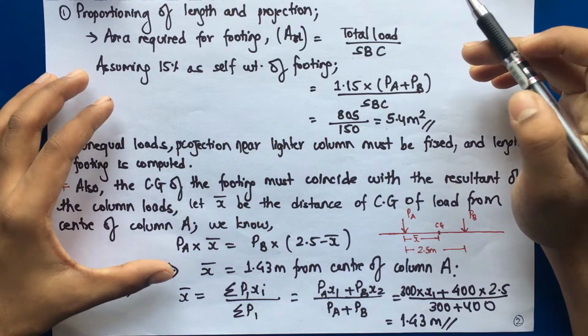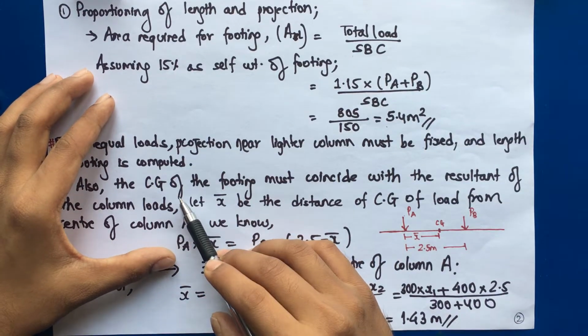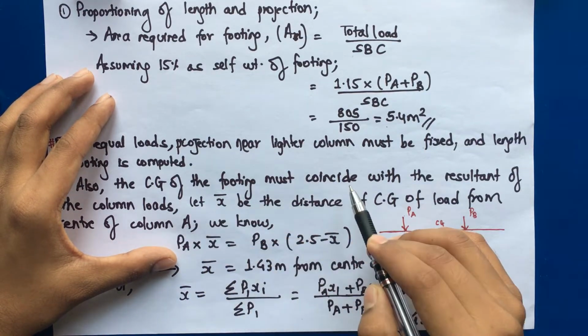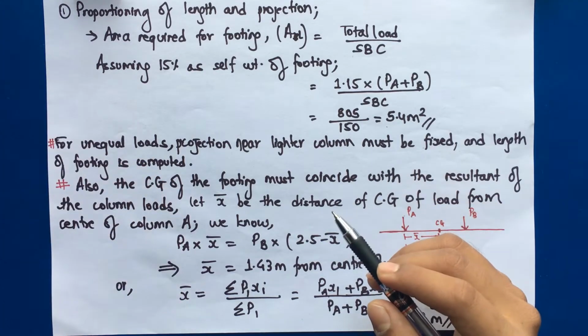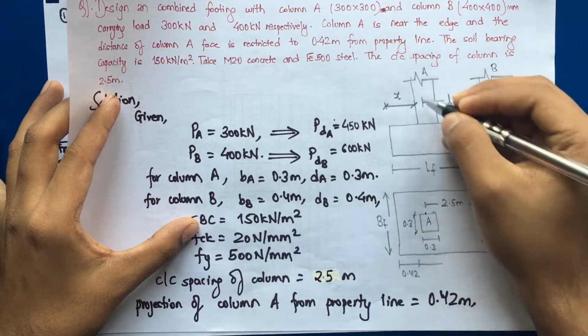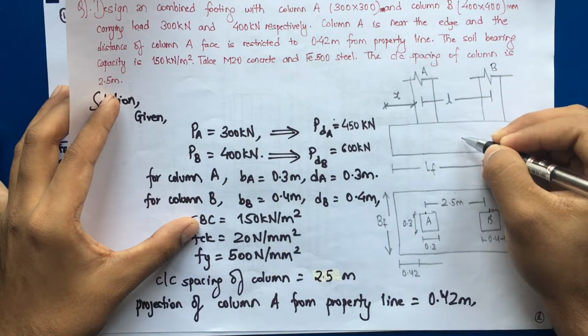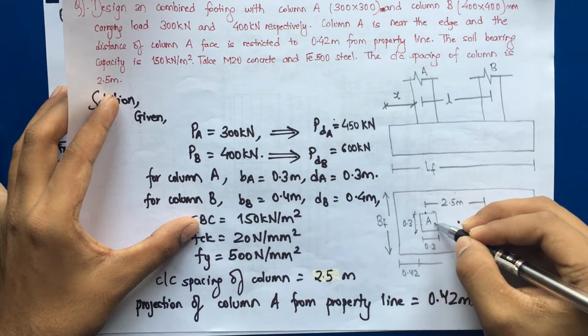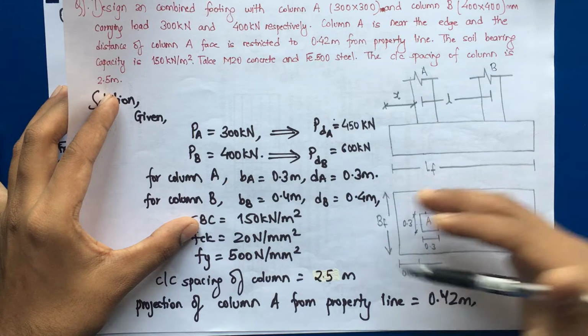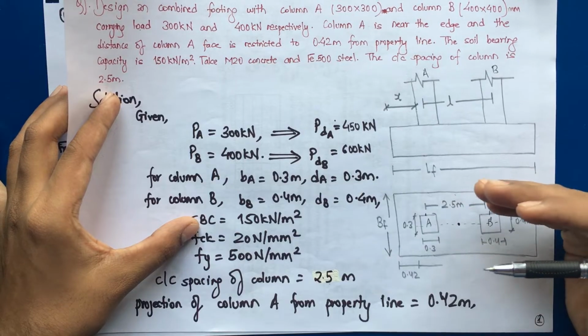And similarly, the center, or the CG, of the footing must coincide with the center of gravity of the column loads. So these are the two loads acting, and this may be the center of gravity of the footing. These must lie on the same plane. So this is the concept we have to understand.